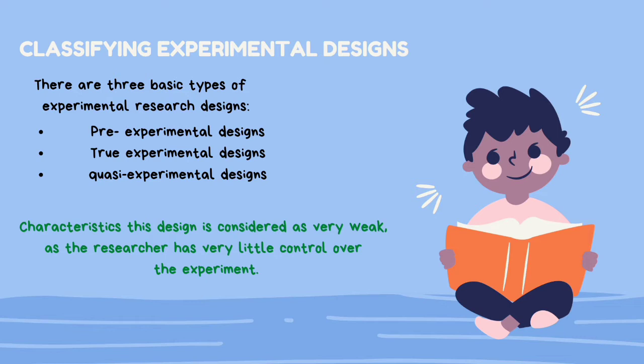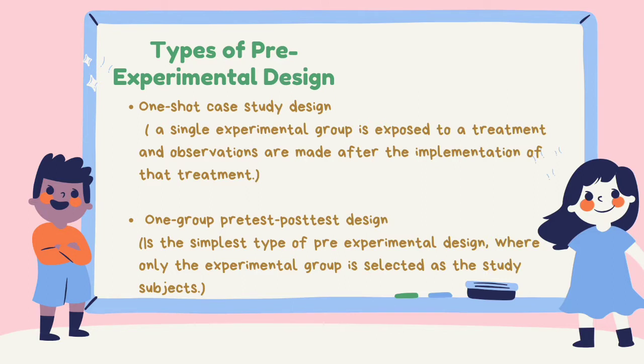A quasi-experimental design is like a true experiment. It aims to establish a cause and effect relationship between an independent and dependent variable. However, unlike a true experiment, a quasi-experiment does not rely on random assignment. Instead, subjects are assigned to groups based on non-random criteria.